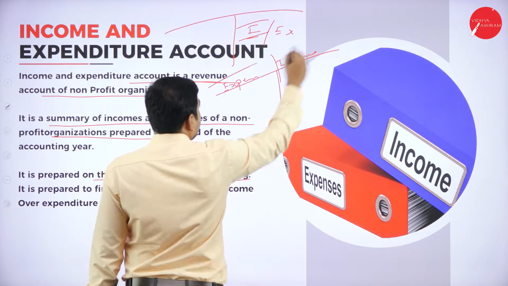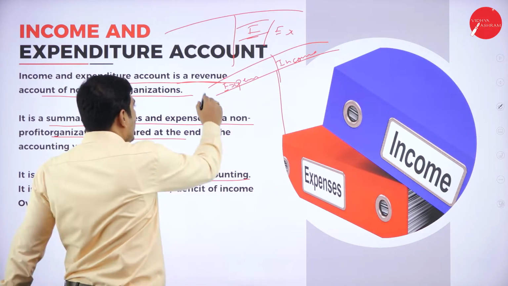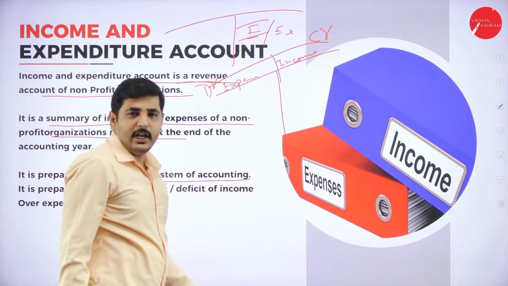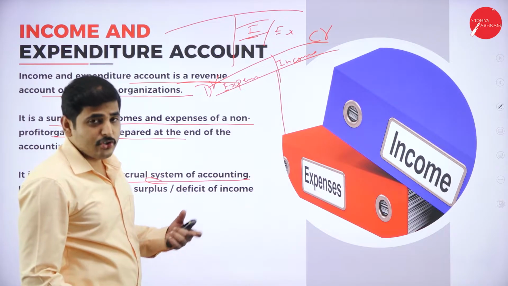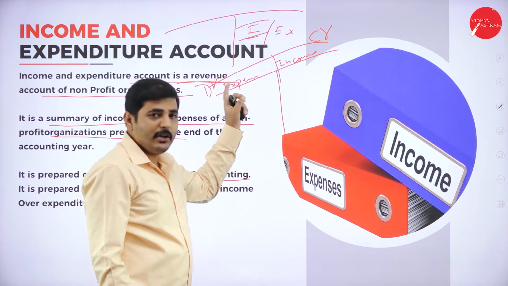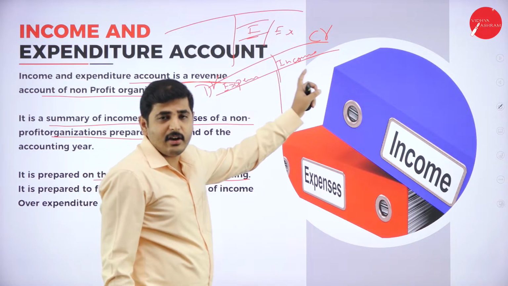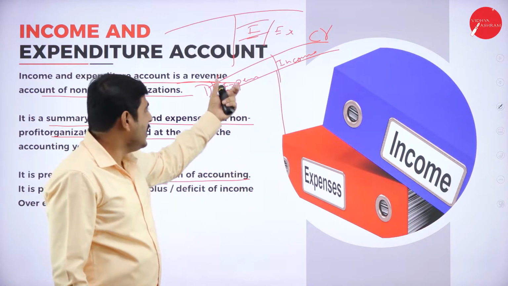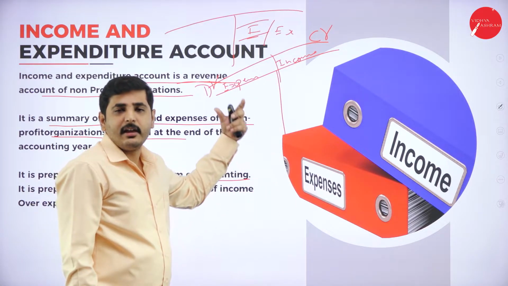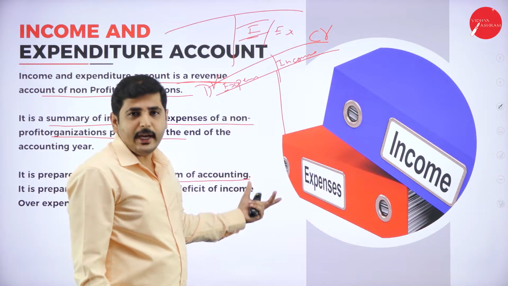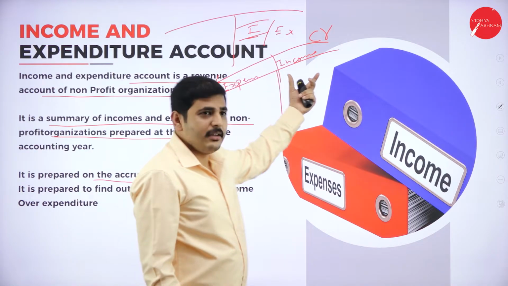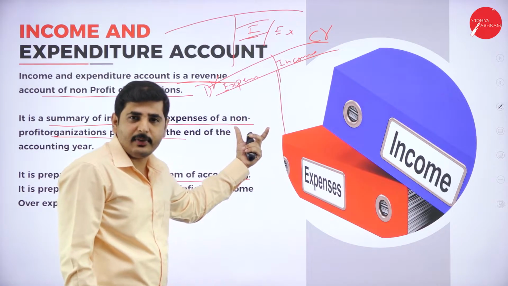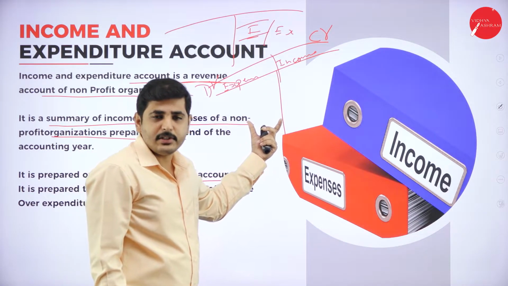So our understanding: debit all expenses and losses, credit all incomes and gains. Income and expenditure account is a nominal account. So what does a nominal account say? Debit all expenses and losses, credit all incomes and gains. So all the expenses and losses should be shown on the debit side: salary paid, rent paid, commission paid. And here on the credit side, interest received, commission received, and also outstanding of the current year.